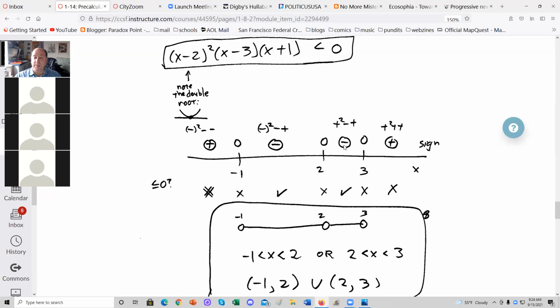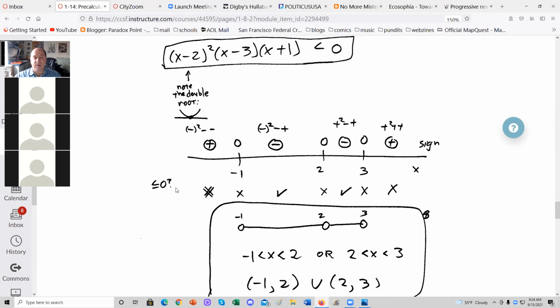Then something a little weird happens. When it goes below 2, between negative 1 and 2, instead of a plus squared, we have a minus squared times minus. But minus squared is plus, so the result is minus. So here it goes from minus through 0 to minus. And below negative 1, these are all negative. Negative squared times negative is plus.